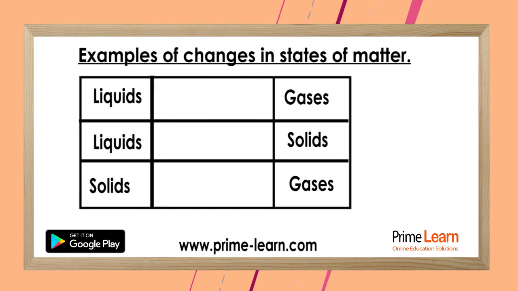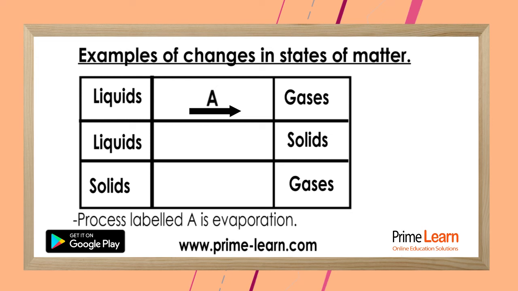We are seeing different arrows here. We are seeing an arrow marked A. It is pointing from liquids to gases. Now they are asking us which process is that by which liquids change to gases. It is marked A. That process is called evaporation. Secondly, we have an arrow pointing from gases to liquids. How do we call that process by which gases change to liquids? That process is what we call condensation.